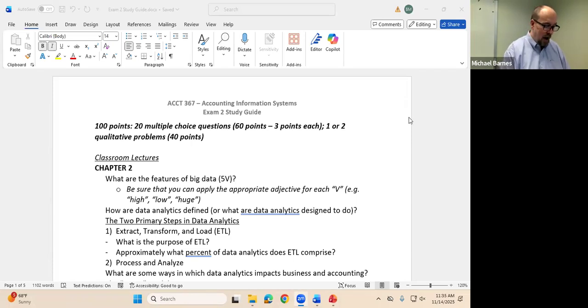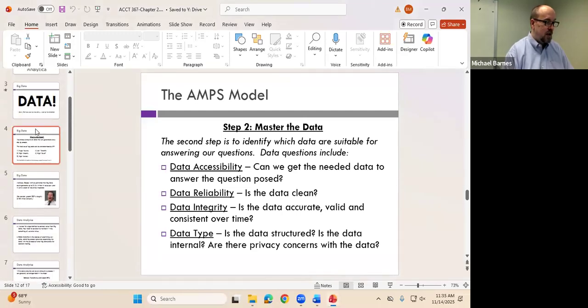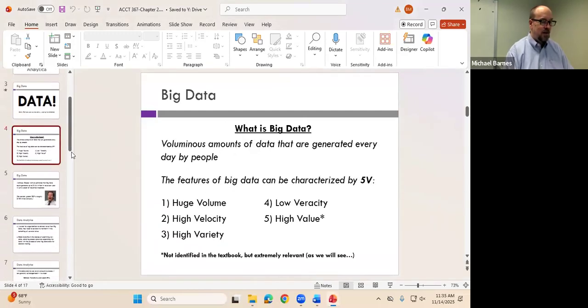So what are the features of big data? So the 5 V's. So remember, we talked about the 5 V's. And I'm embarrassed because I don't remember them off the top of my head, but I guess I could probably pull up slides for that. So I guess it's good news also that I'm not the one taking the exam. So yeah.